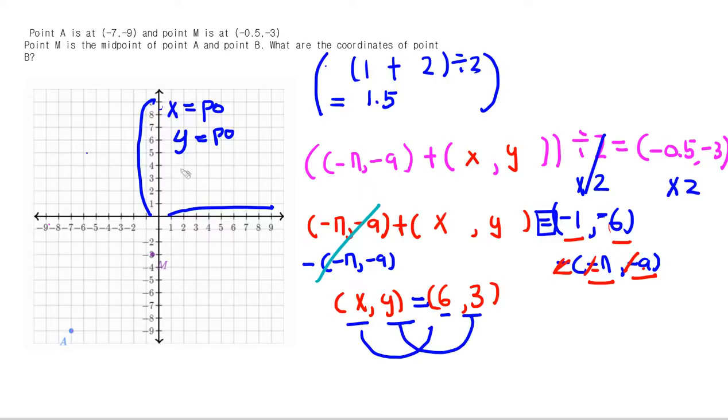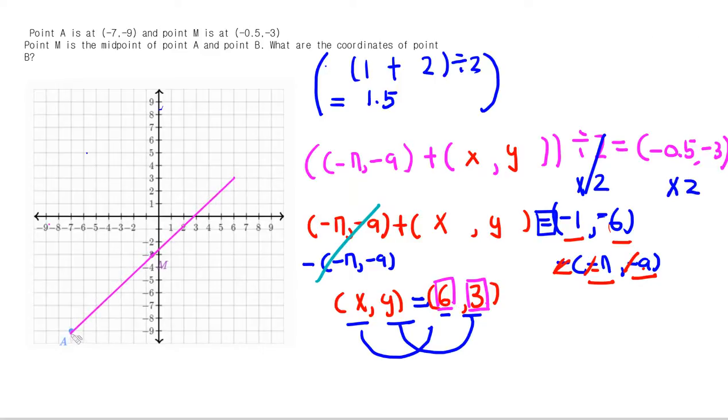So let's plot it. Our guess was right, it is in the first quadrant. Let me erase this and graph it. So 6 for the x value, and we go up to the 3 because it is positive. It will be right over here, (6, 3). Let me connect these points.